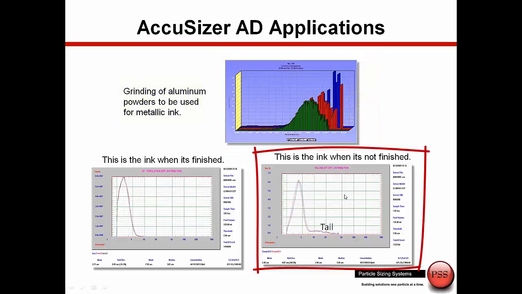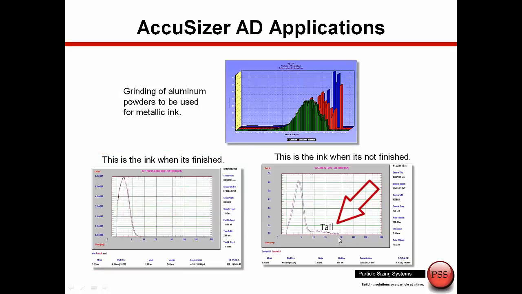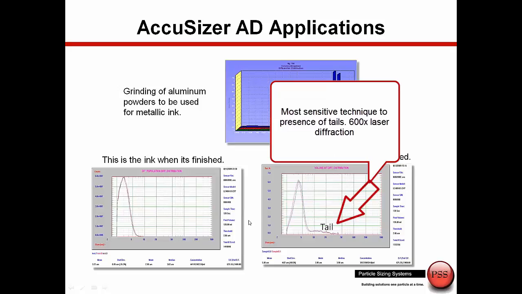In the lower results we see on the right, results for an ink before it's finished, and we see there are still these tails of larger particles going up to about 50 microns. This is showing that this has not been milled completely, and more milling is required in order to achieve the desired specification. The result in the lower left is after the ink is finished, and we see no large particles present. The sensitivity to these few large particles, to these tails, is one of the true benefits of using the AccuSizer. It is the most sensitive technique to determine the presence of a few large particles. Actually, studies we have documented in both our technical notes and in other recorded presentations can prove that we are over 600 times more sensitive than laser diffraction to the presence of a few large particles in the tail.